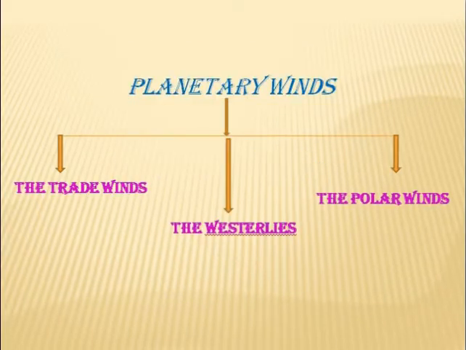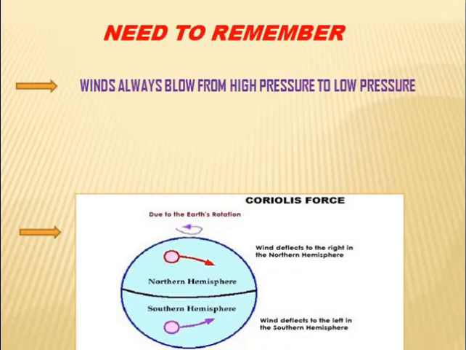Now planetary winds are divided into three types: the trade winds, the westerlies and the polar winds. Before proceeding to the trade winds, we need to remember a few points. First point is winds always blow from high pressure area to low pressure area. That is the most important point.